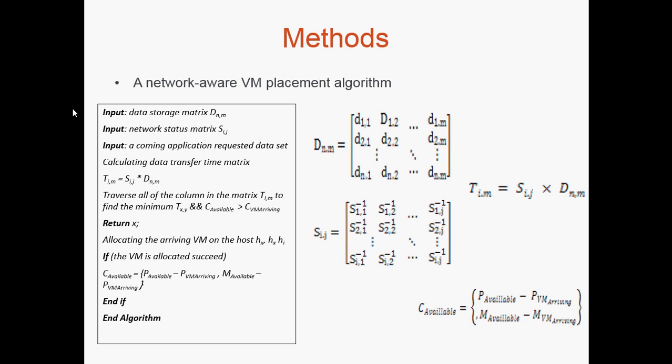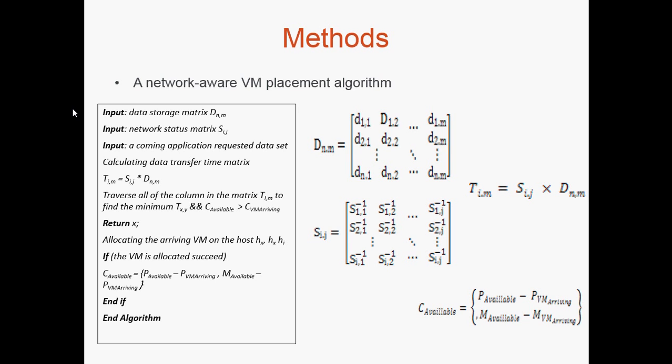In this paper, the files that are distributed in the cloud can be indicated by matrix E sub n, and the network status determined by matrix S sub ij. The access time matrix T sub ij shows the access time of each relevant data from VMs. This matrix can be calculated by multiplying these two matrices.